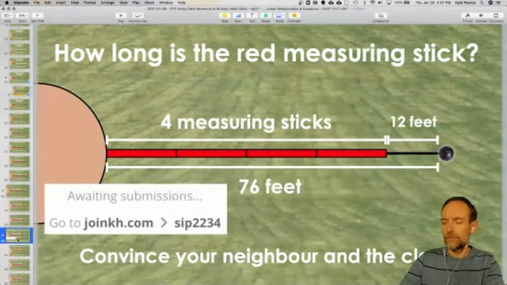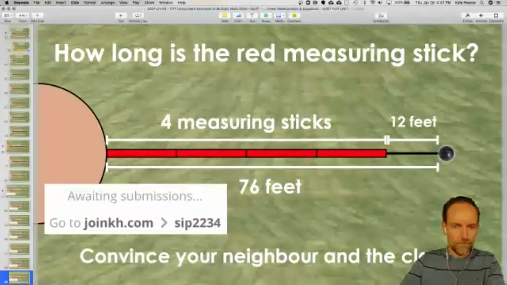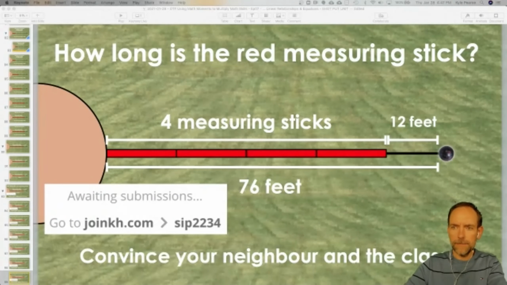So again, we're trying to figure out what is the length of a measuring stick, given the information on the screen. You're showing and leveraging this linear model that exists here, and also showing some thinking. Show us thinking on how you come up with your answer. I'm going to go silent. Kyle's going to go silent. We're going to give it a couple more minutes to let those come in. Awesome.